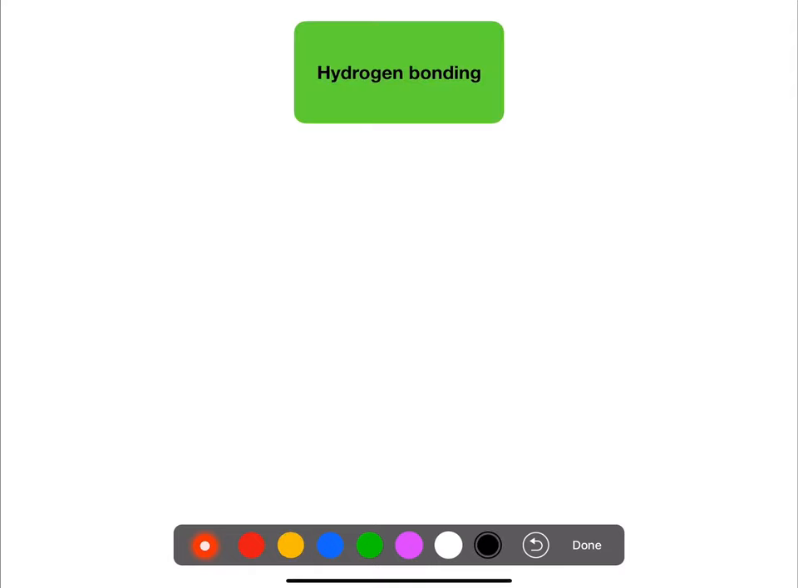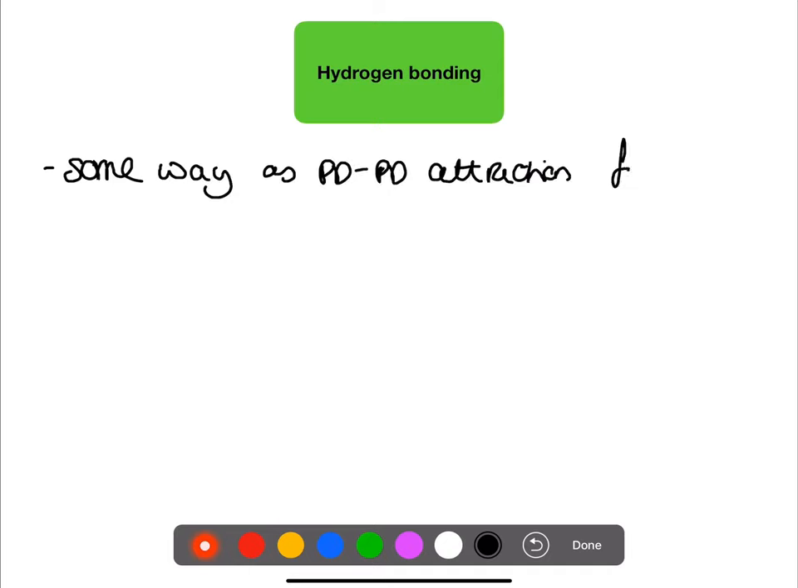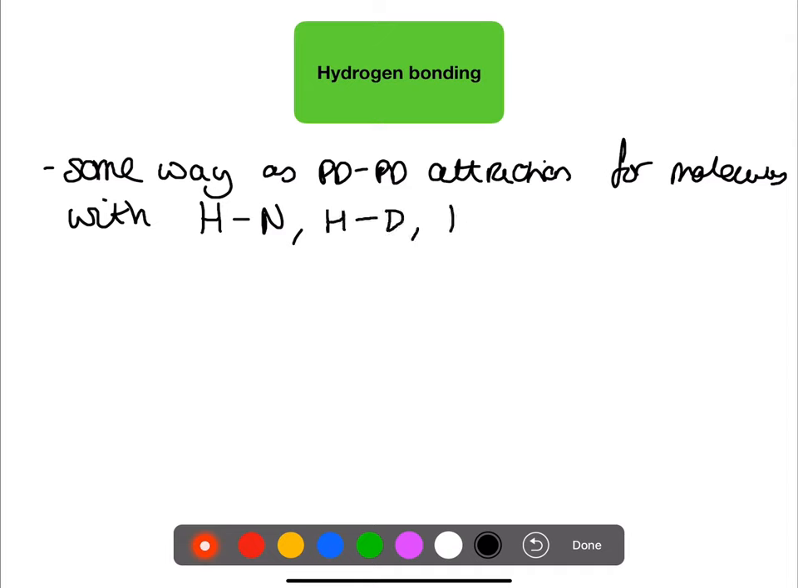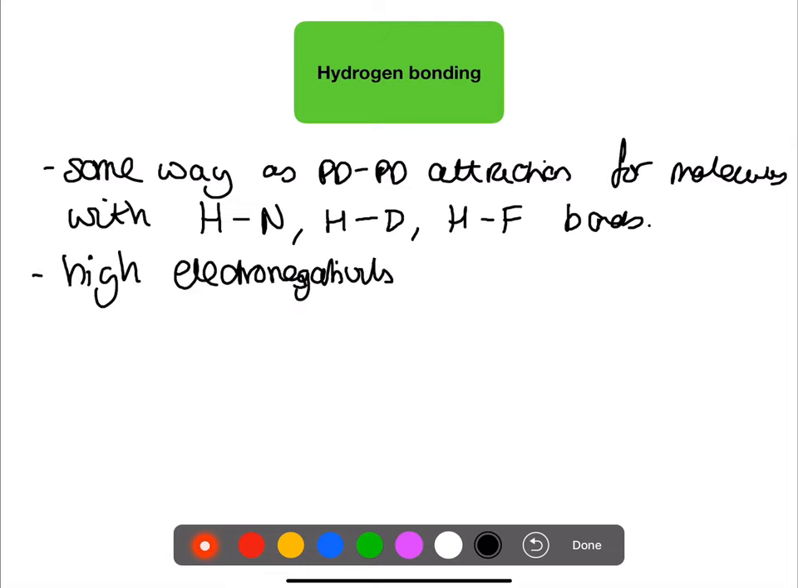The final type of intermolecular forces is hydrogen bonding. This works in the same way as permanent dipole attractions. But this is for molecules with very specific bonds. That is, bonds between hydrogen and nitrogen, hydrogen and oxygen, and hydrogen and fluorine. These bonds have a high electronegativity difference. This means that hydrogen bonding is the strongest intermolecular force.